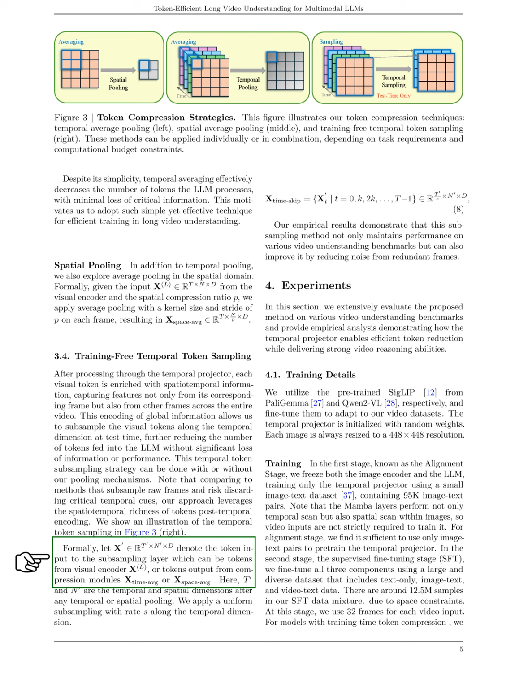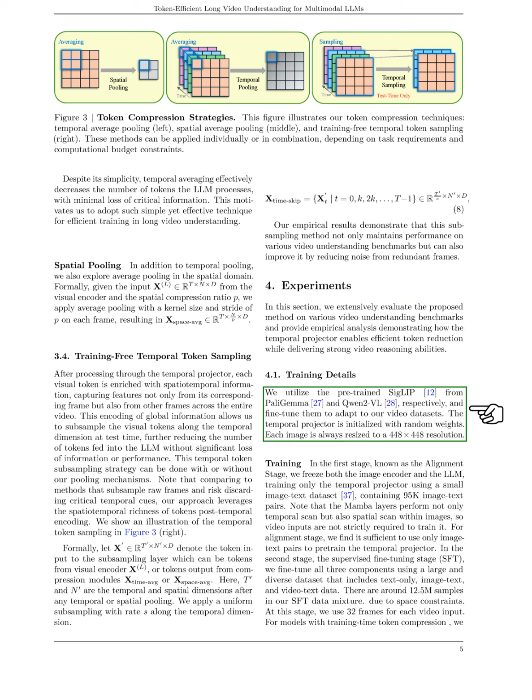Formally, we denote the token input to the subsampling layer, which can come from the visual encoder or compression modules. We apply uniform subsampling along the temporal dimension. Our results show that this method not only maintains performance on various video understanding benchmarks but can also enhance it by minimizing noise from redundant frames. In our experiments, we thoroughly evaluate our method on different video understanding benchmarks, demonstrating how the temporal projector facilitates efficient token reduction while maintaining strong video reasoning capabilities.